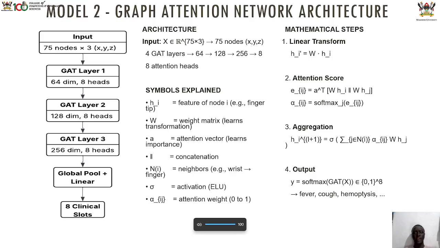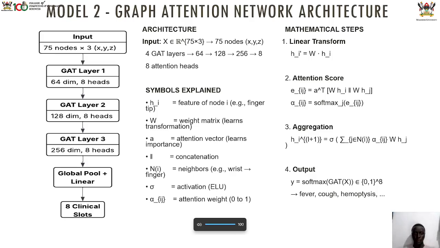So the mathematical idea here, we use the linear transformation of each node's feature, and then compute attention scores to learn which joints influence others. Then also we use the aggregation of neighbor information. Lastly, the output probabilities for 8 medical symptoms like fever, cough, hemoptysis and many others. So this structure helps the model understand relationships between the hand, the face and the body, as you can see here.